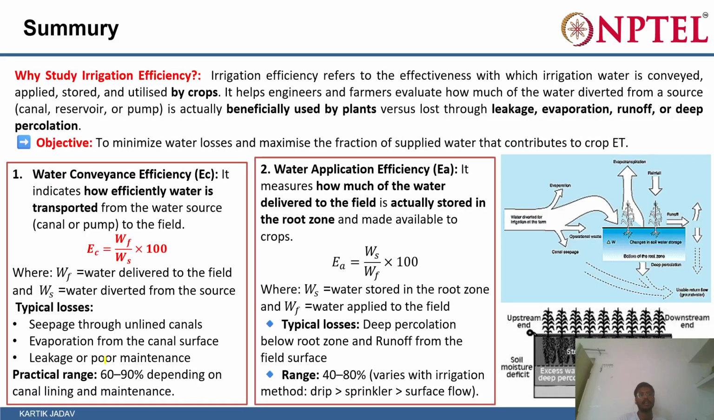Now, following that, in the third lecture, we have focused on irrigation efficiency. Irrigation efficiency refers to the effectiveness with which irrigation water is conveyed, applied, stored, and utilized by crops. Generally, it helps engineers and farmers evaluate how much of the water delivered from a source like a canal, reservoir, or pump is actually beneficially used by plants versus lost through leakage, evaporation, runoff, and deep percolation.